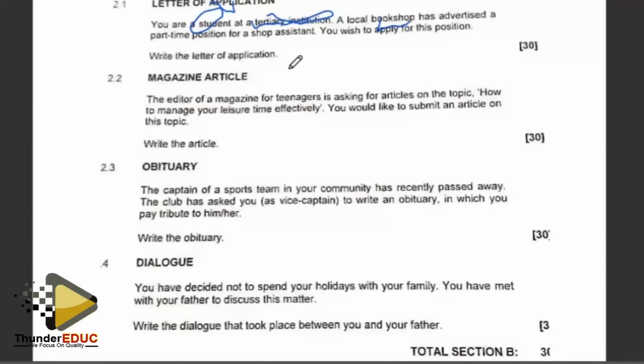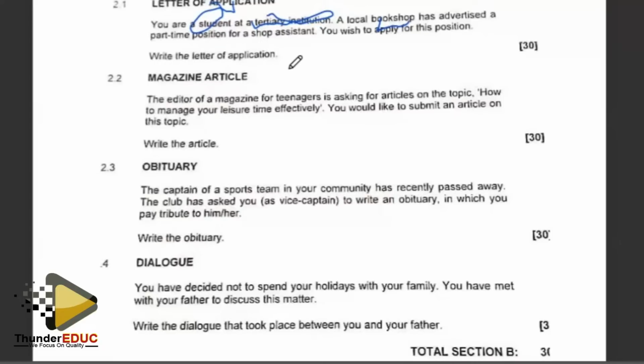Leisure time is the time that you are given in order to relax and do things on your own. So those are the things you should be speaking about when you're writing your steps. So how? You're giving me methods, you're giving me strategies. Manage: how do you hold it? How do you use it profitably? Your leisure time.